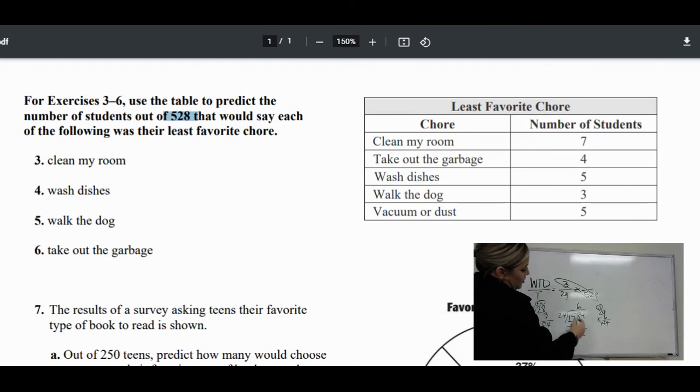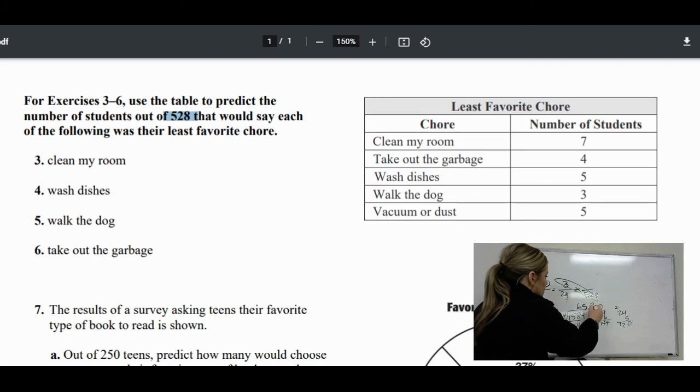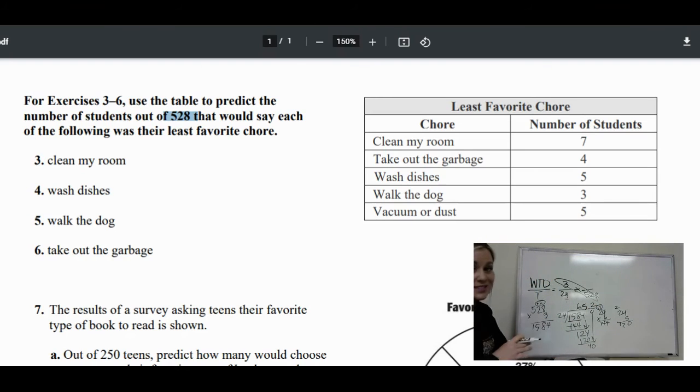8 minus 4 is 2. 5 minus 4 is 1. So bring down this. 124. So let's see. I'm going to do 24 times 5, and we know that's 120 because we did that already. Okay, so 120, 4 left, it'll go in 4 times. So we're going to say about 65 kids, because that's going to round up to 66.